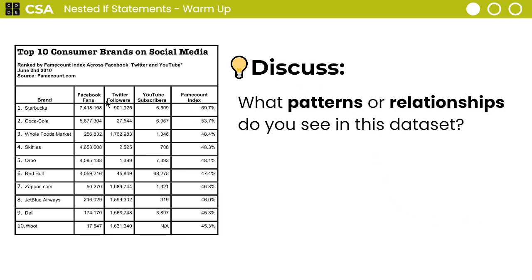The whole title of this is the top 10 consumer brands on social media. This is ranked by Fame Count Index across Facebook, Twitter, and YouTube on June 10th, 2010. So branding, we've got Starbucks, Coca-Cola, Whole Foods, Skittles, Oreo, Red Bull, Zappos, JetBlue Airways, Dell, and Woot. We have Facebook fans, Twitter followers, YouTube subscribers, and the Fame Count Index. So look for patterns or relationships that you might see in this.